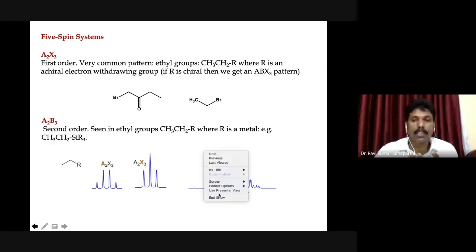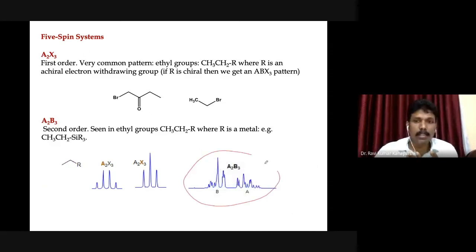For example, this is a 5-spin system. The spectral lines are very close by, but if you go to a higher field NMR spectrometer, then you can see a nice separation. Okay, this is all for today.